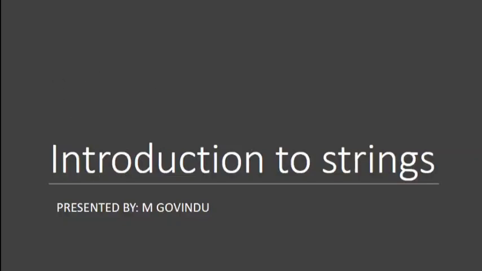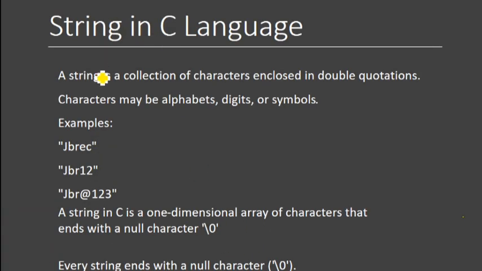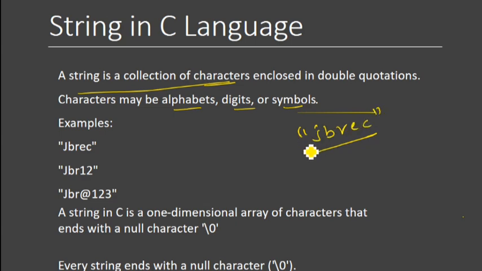In this class, let us discuss an introduction to strings. A string is a collection of characters enclosed in quotations. The characters may be alphabets, digits, or symbols. A string is a collection of characters enclosed in double quotes. For example, I am writing "JBREC". So it is a group of characters enclosed in double quotation marks.